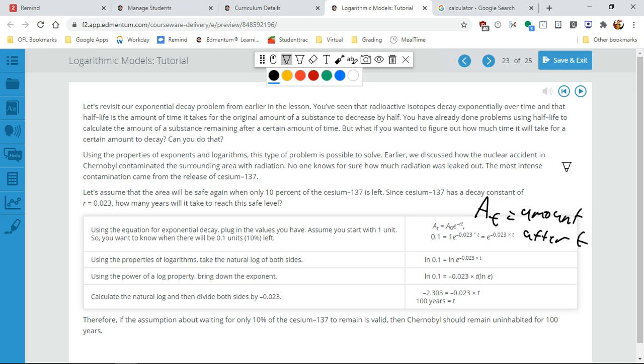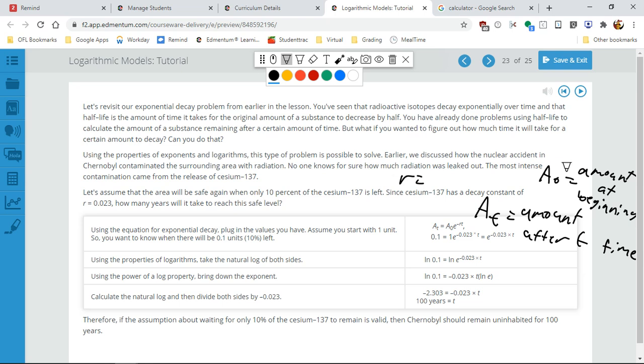After time. The A naught represents the amount at the beginning. Basically at 0 time, that's why it's a little o. This A naught represents the very beginning.